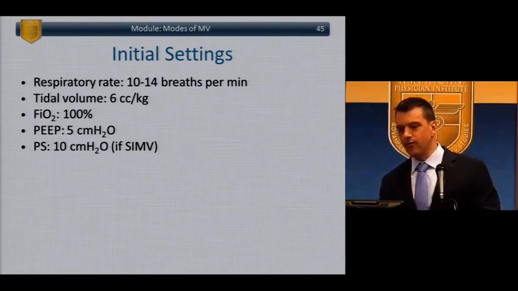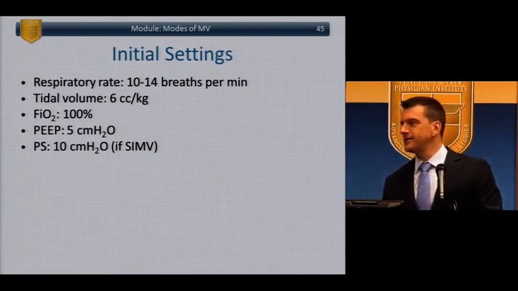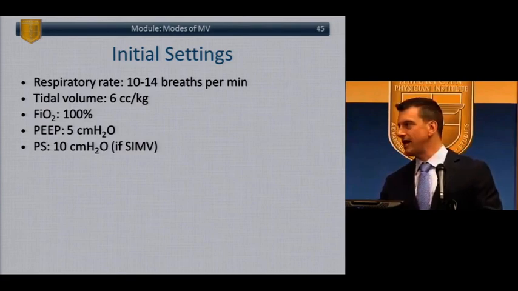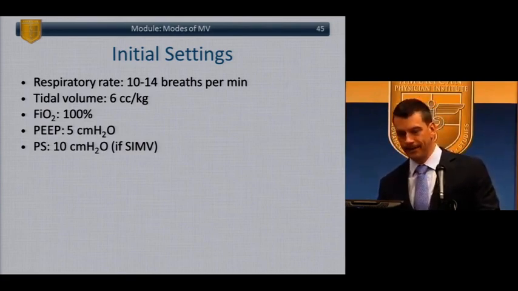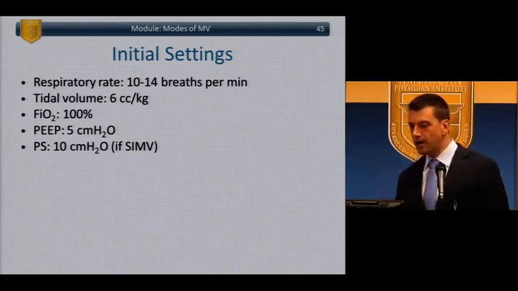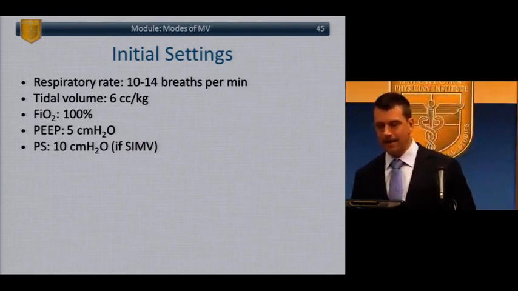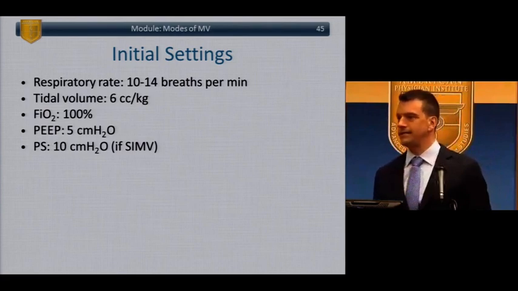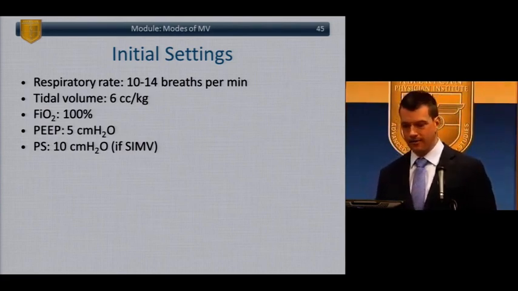Initial settings, you want a rate of about 10 to 14, tidal volumes of 6 cc's per kilogram. This is a number to remember. Probably when a lot of people trained, the number was 10. That proved to cause barotrauma and problems. So the low tidal volume or the lung protective ventilation strategy is 6 cc's per kilo. FiO2 should be about 100%, PEEP 5, and then pressure support if you're on SIMV, give them about 10. And this is a decent initial settings, and then you can titrate from there.